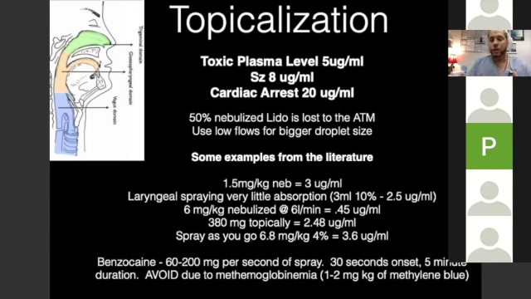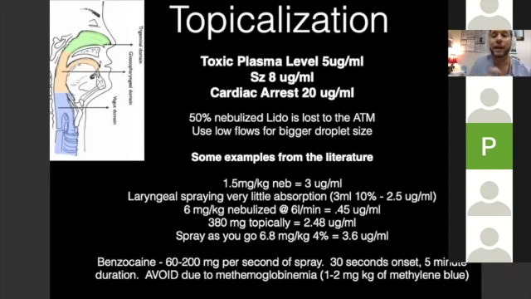And then there's a book I have, an Airway book, that basically gave a bunch of examples of how much local they used and what the blood level was. And it really helped me put into perspective how much I can use. So when they took 1.5 milligrams per kilogram of lidocaine and nebulized it, the blood level was 3 mics per ml. So well below toxic level. These are all different studies, so you'll see some variability here.